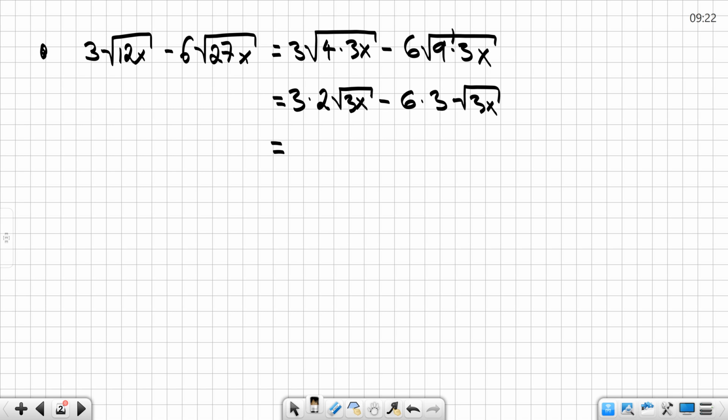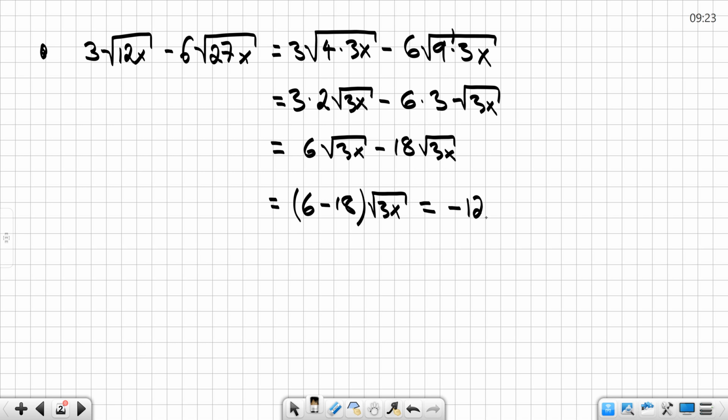And now I multiply this out. 3 times 2 is 6 times the square root of 3x, minus 6 times 3 is 18 square roots of 3x. Now they are like radical terms, and that means now I can say this is 6 minus 18 square roots of 3x. And 6 minus 18, that is a negative 12 square roots of 3x. So I had to just manipulate the radicands before I could actually subtract these.